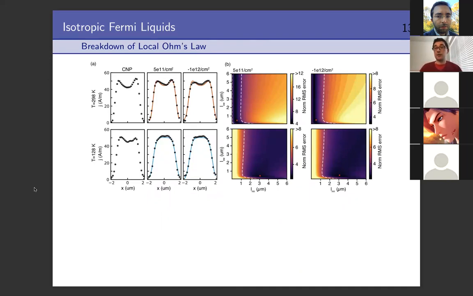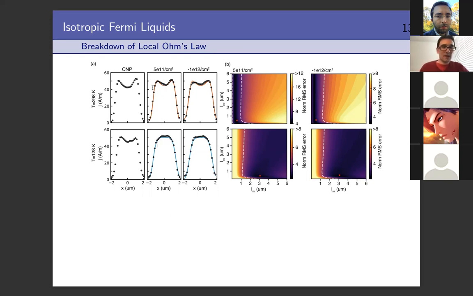Okay. So now we can look both as a function of density and as a function of temperature at what happens to the current profile in this device. At room temperature, this device is always ohmic. CNP here means charge neutral point. This is sort of special. It's a non-Fermi liquid regime, which I won't say much about, at least for now. And then at these 2 finite densities, one an electron Fermi liquid, one a hole Fermi liquid, we again see 2 peaks, although not quite as deep.